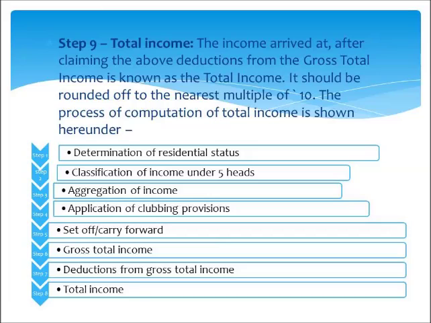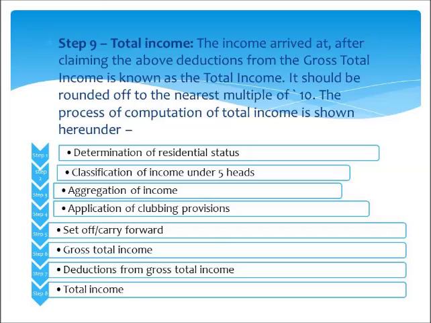It should be rounded off to the nearest multiple of 10. Total income that we arrive at after deducting should be rounded off to the nearest multiple of 10 if it is not in the multiples of 10. So now we will go through one by one all the steps that we have read till now.